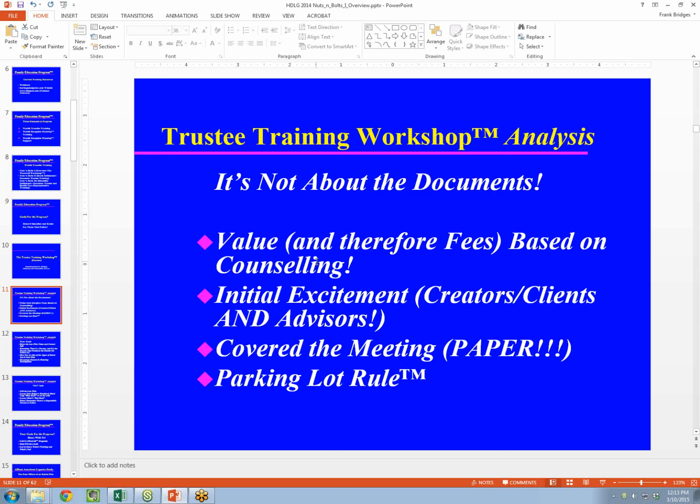And one of the interesting concepts that has developed over time is what we call the parking lot rule. If you go to a webinar or a seminar or a workshop, whatever it may be, you'll be receiving a lot of information. You might take a lot of notes. But as you leave the meeting and head out to the car in the parking lot, a lot of that information starts to fall away. And we call that the parking lot rule.